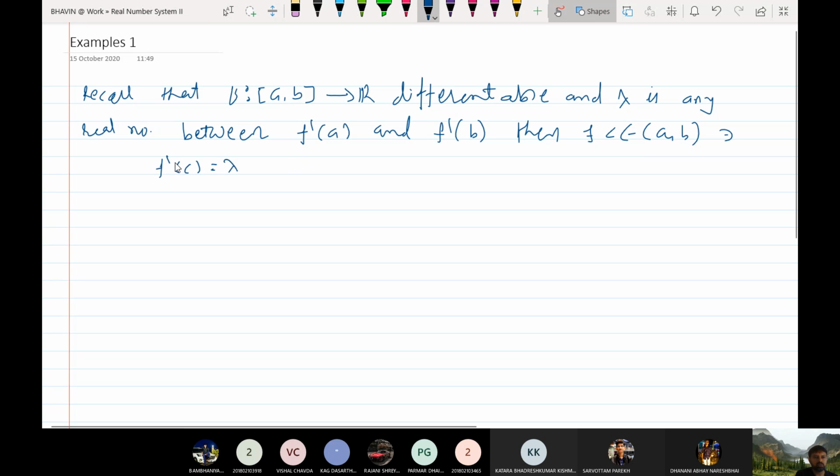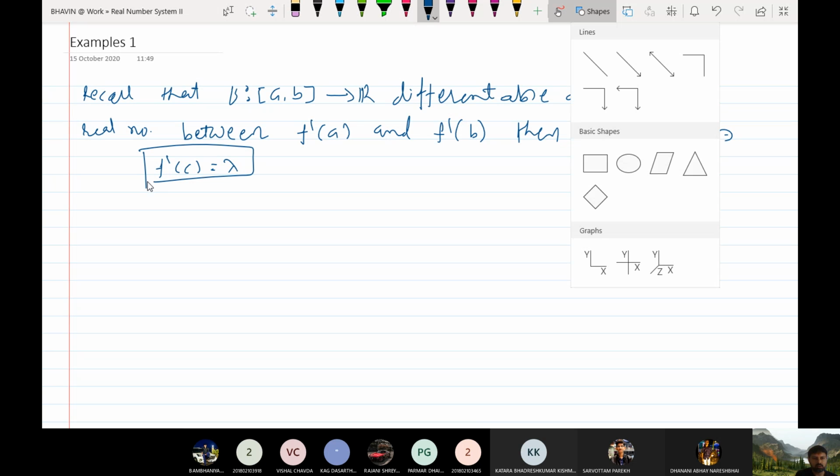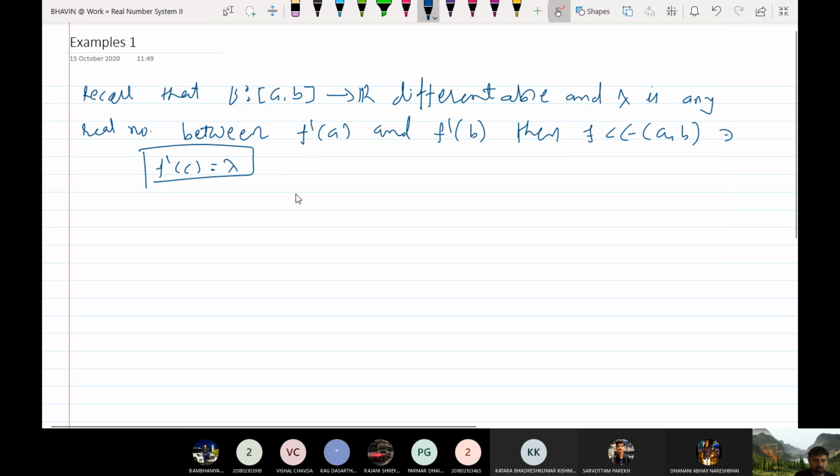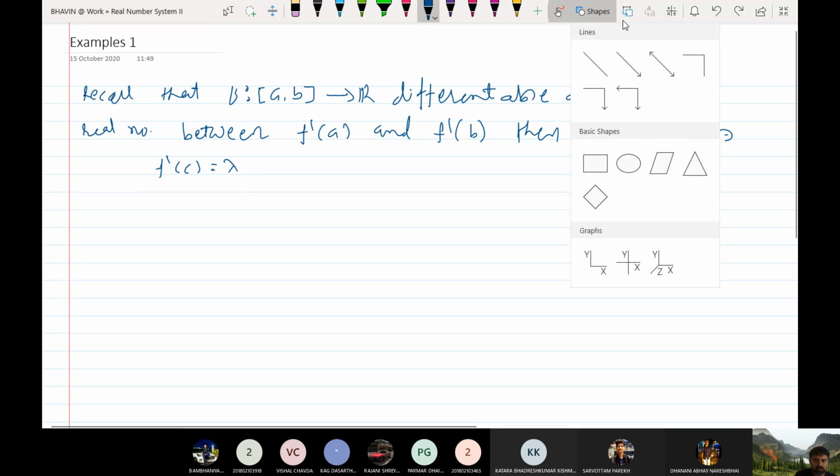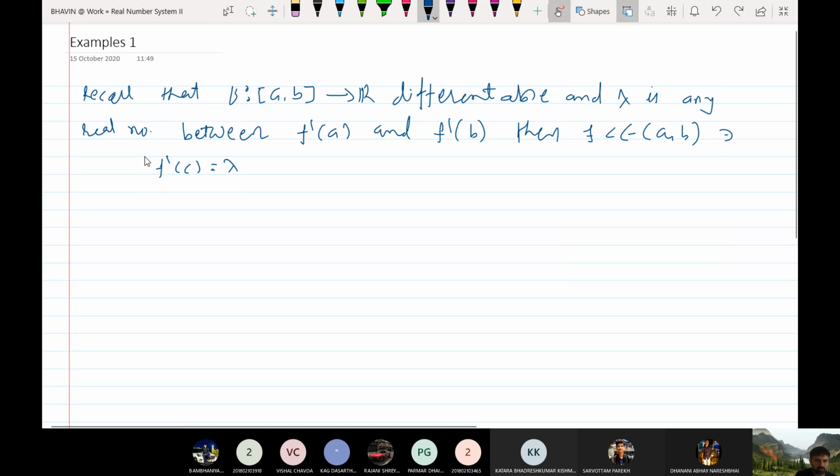Okay, so this theorem is known as the intermediate value theorem for derivative, or Darboux mean value theorem, or simply Darboux theorem. Okay, so this is an important result.